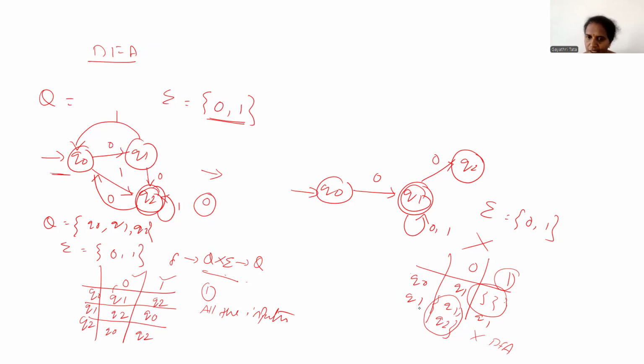And the second thing is, a state reading one input can move to only one state. That is the definition of this. These are the two things for a DFA. Okay, so now we'll see an example for an NFA.